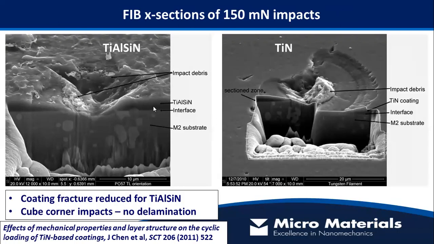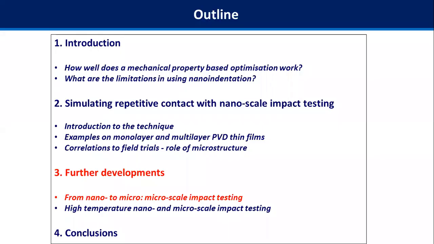And even at higher load, if you look at some focused ion beam sections, you can see there's much more spallation and fracture on the monolayer coating system. There's no interfacial failure, and that's because we've used very sharp cube corner indenters to concentrate the stresses within the coating. So we're really targeting the brittleness of the coating rather than the entire coating substrate system. If we're interested in the entire coating substrate system, then we move more to micro scale impact testing.